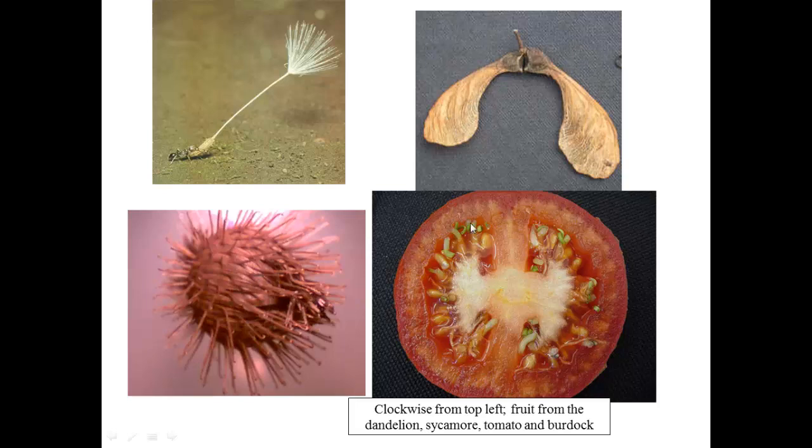However, these two here are going to be dispersed by animals. This one is a burdock fruit, and this will hook onto the fur of a passing mammal. And at some point it'll fall off, the mammal will scratch it off, scratch up against a fence post or whatever it might do.